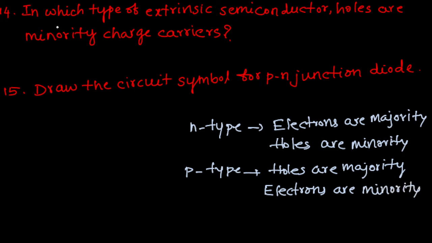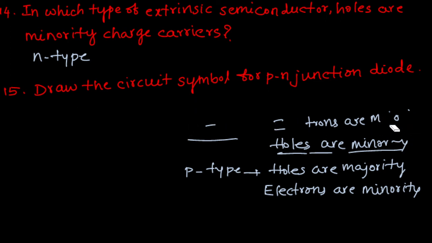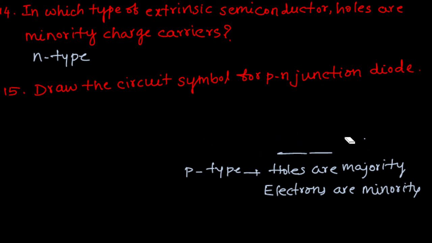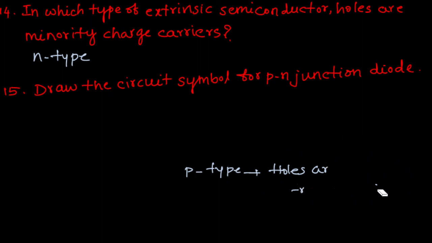So here the question is, in which type of extrinsic semiconductor holes are minority? So holes are minority in N-type. So your answer should be N-type. Just if you write N-type, you will get the marks. Okay. No need to write all this. This is for your information. I have given this information for your knowledge. No need to write all this. The answer should be in one line or in one word. If you just write N-type, you will get 1 mark.